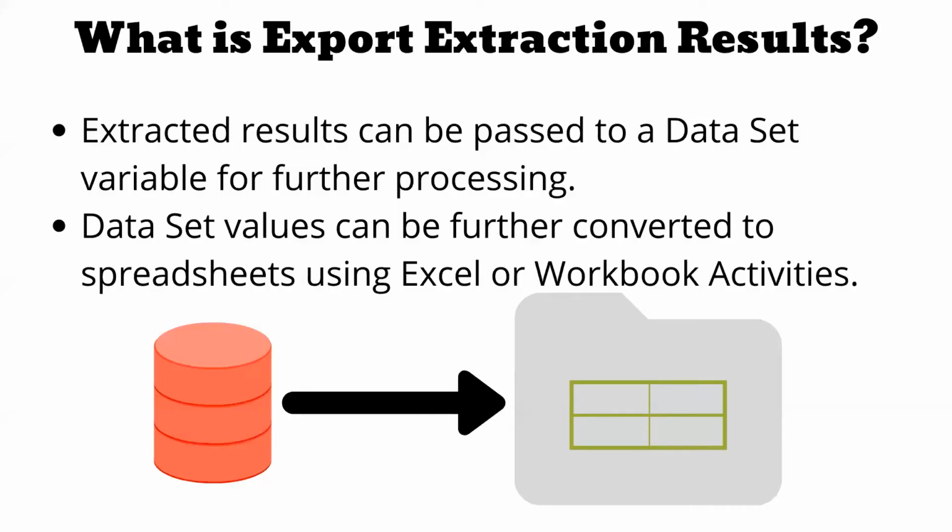Since this is a final step, we will have all the extracted data with us, which is also validated using a present validation station if you are using it. Now the extracted results are converted into a data set. Now you can use that data set values to convert it further to an Excel sheet or workbook activities. You can use write range, you can create a new workbook and write the data in that file. So this is just a small theoretical explanation of what is export extraction results. Now let's see in practical how we can export the results from a data set into an Excel file.